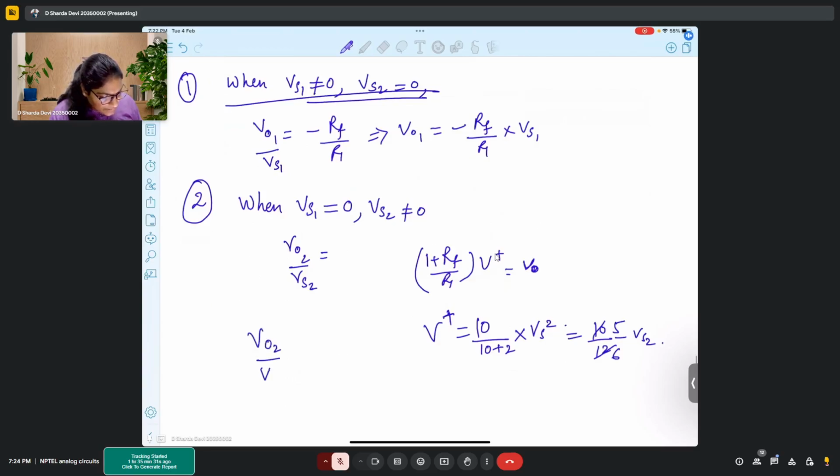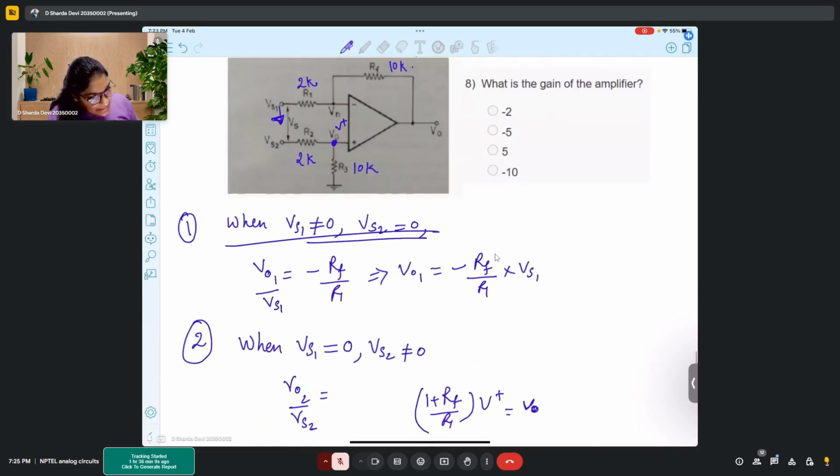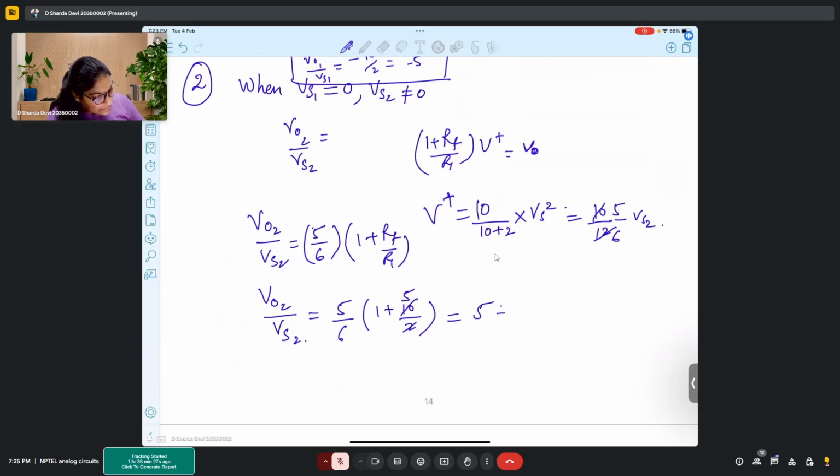So V02 by Vs2 is 5 by 6 times 1 plus Rf by R1. That is 5 by 6 times 1 plus 10 by 2, which is 6, so 6 by 6 times 5, giving 5. Here it is minus Rf by R1, so V01 by Vs1 is minus 10 by 2, which is minus 5.